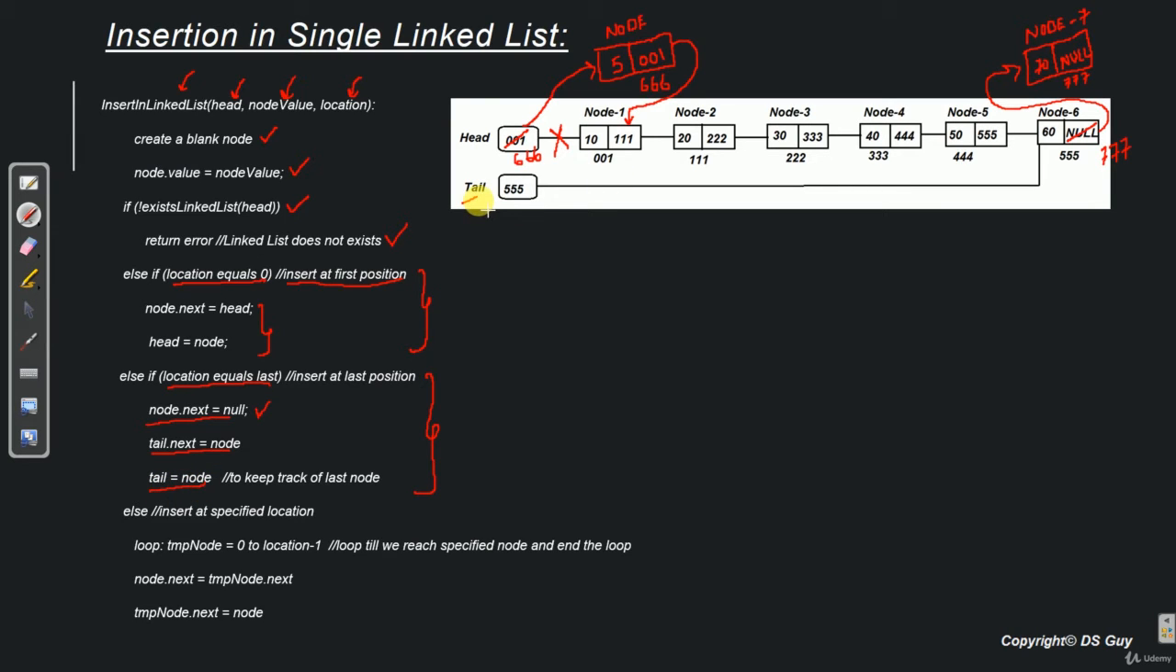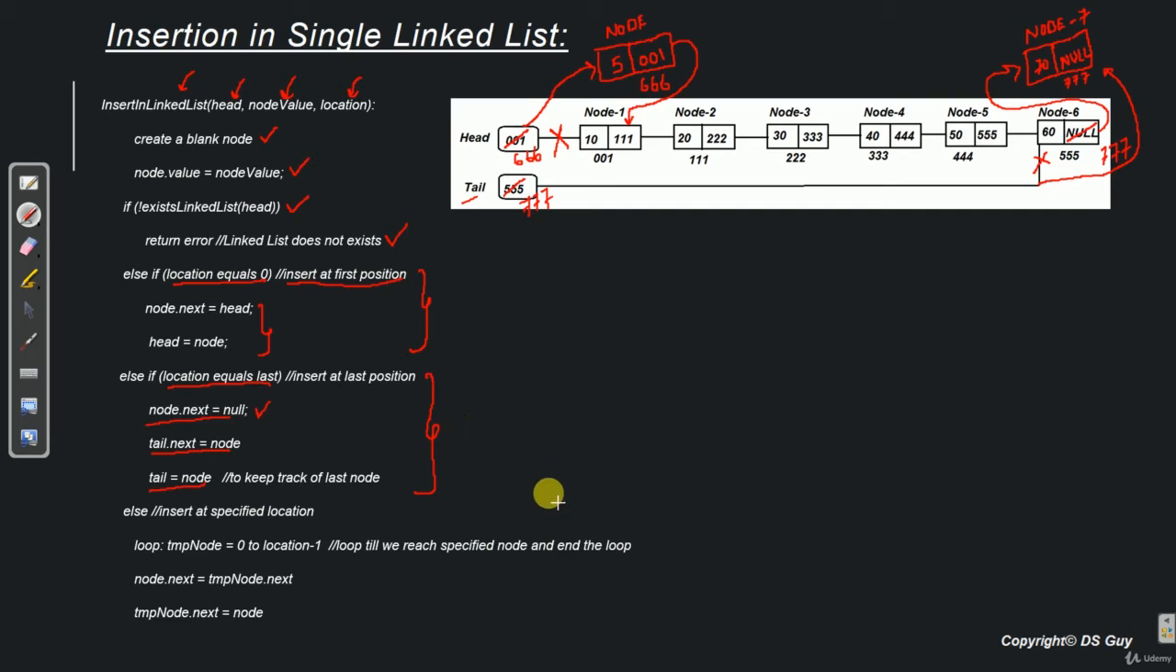Now the last step is we have to update the tail reference to point to node. Tail right now points to 555, which is node 6. So now we have to update this value from 555 to 777, because 777 is now the last node in this list. As soon as we do that, tail now points to node 7, which is the last node, and this connection over here gets disconnected. So this is how we successfully insert a new node at the last of a linked list.